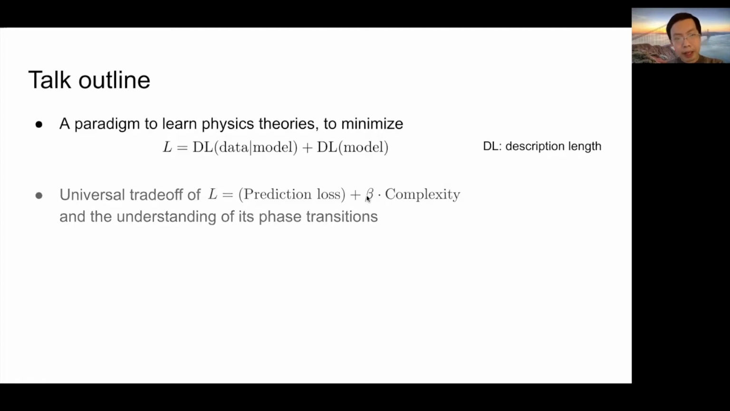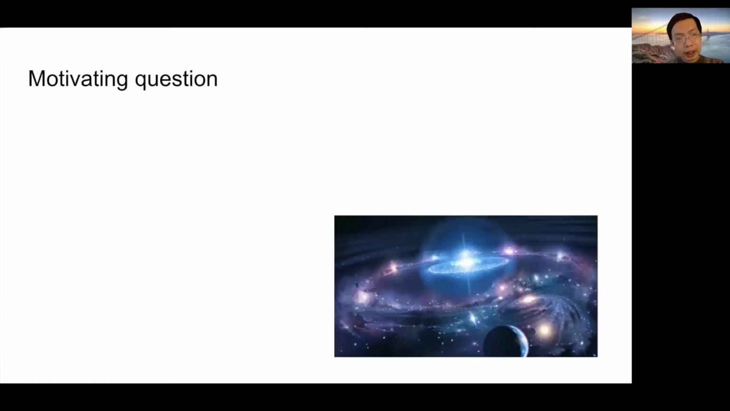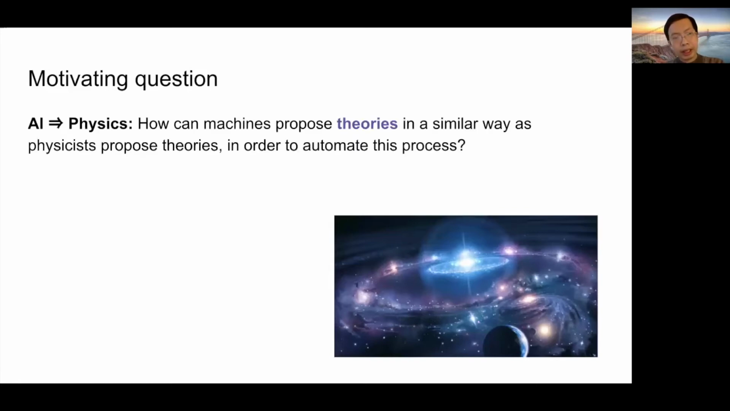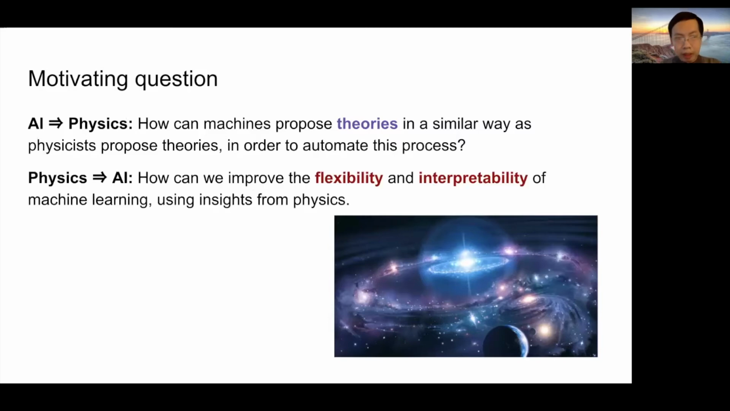So in the first part, our motivating question is the following. On the AI to physics side, we want to ask, how can machines propose theories in a similar way as physicists propose theories in order to automate this process? On the flip side, we can also ask, for example, how can we improve the interpretability and the flexibility of the neural network using insights from physics?